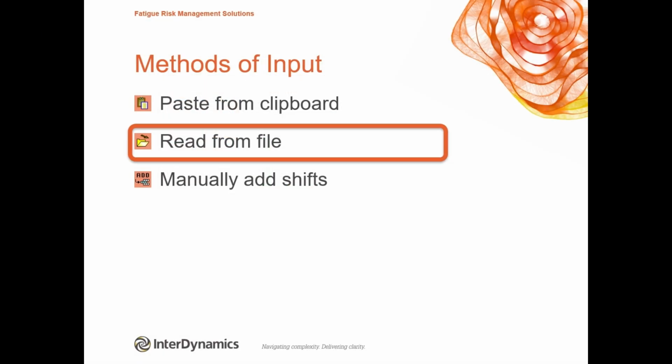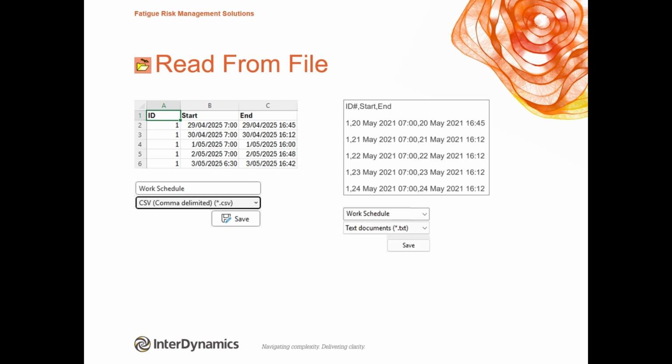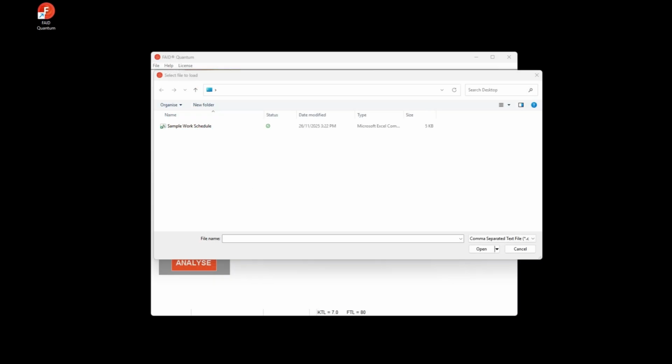You can also read from file. Save your spreadsheet as a CSV or text file, using commas to separate fields. In FAID Quantum, choose Inputs Work Schedule, Read Work Schedule from File, and select the CSV or FAID Quantum Work Schedule file you wish to read in.